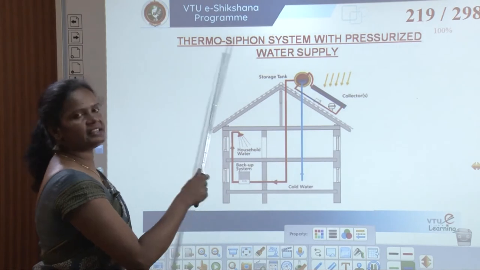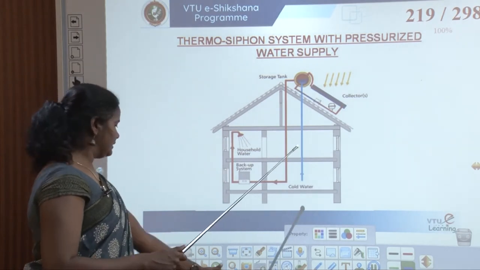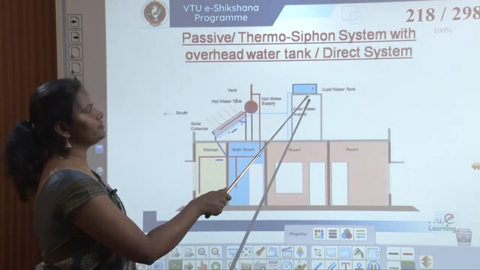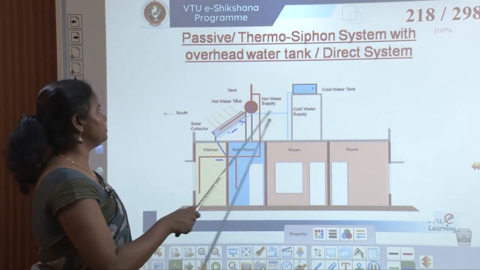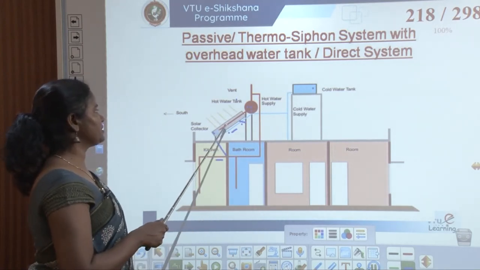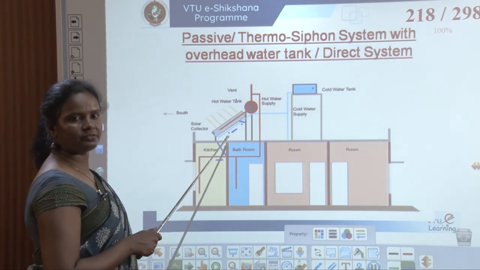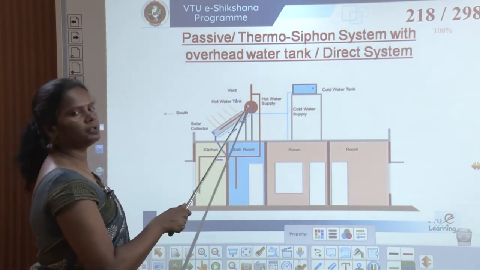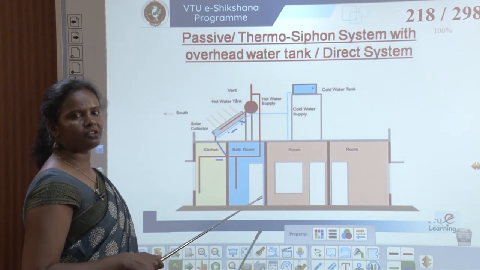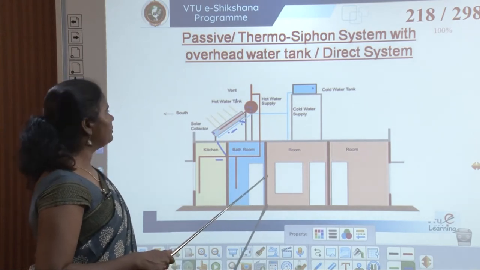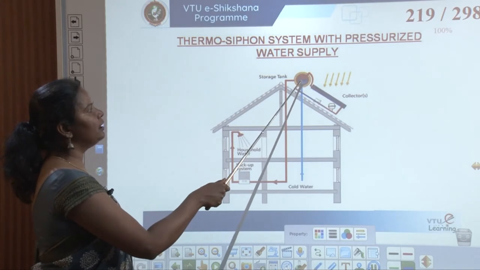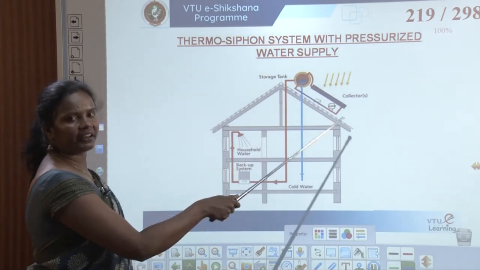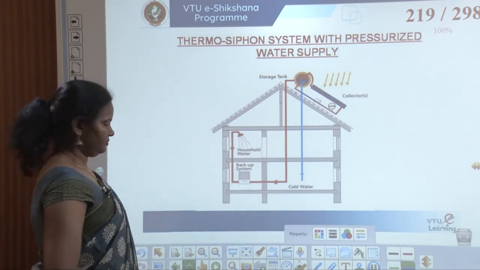So this is the pressurized system, whereas in the earlier thermo siphon system, the cold water supply is separate, the cold water is supplied from the bottom side of the collector, and the hot water is moved from the top side of the collector. Whereas here it is directly going to the tank which is connected to the collector.